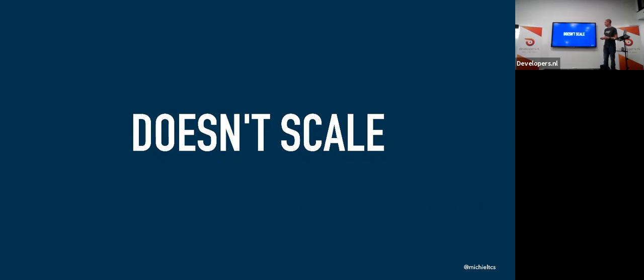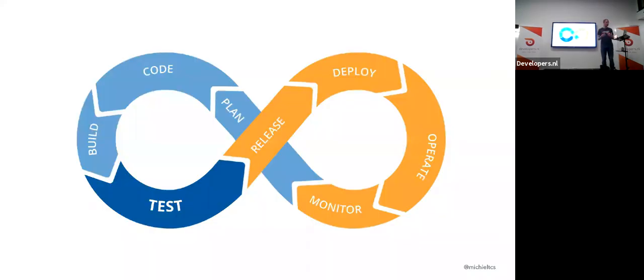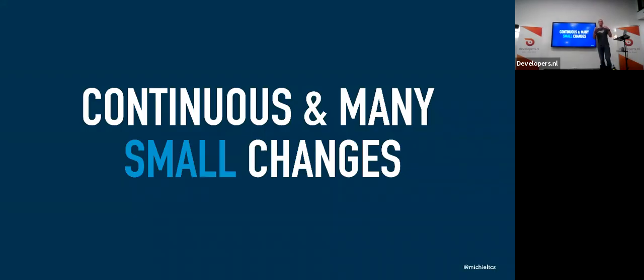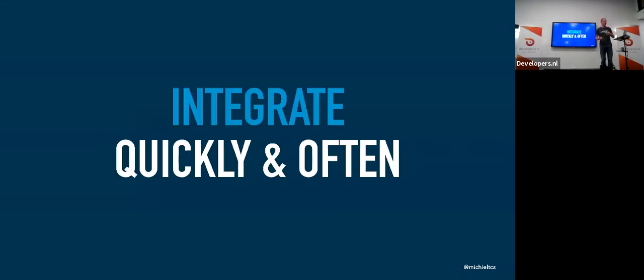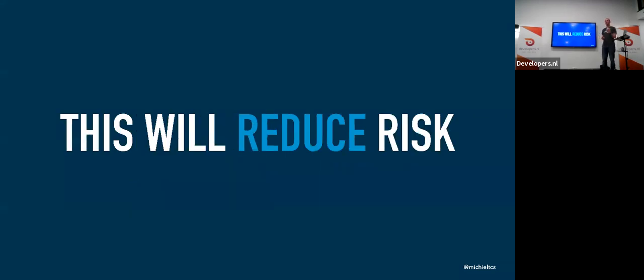Now, what doing it differently would be is doing it in cycles, short cycles. So what we're going to go towards is continuous and many small changes, and those small changes will make sure that we integrate quickly and often, okay? And contrary to popular belief, doing things more often is actually a way to reduce risk, not increase it.